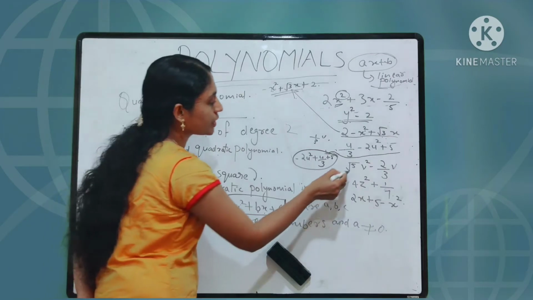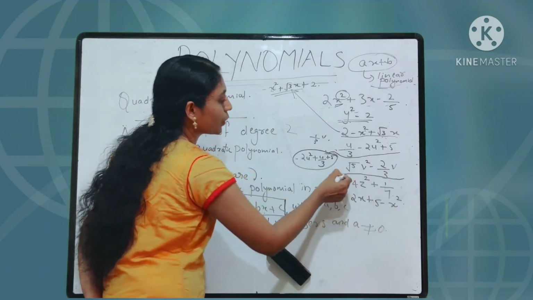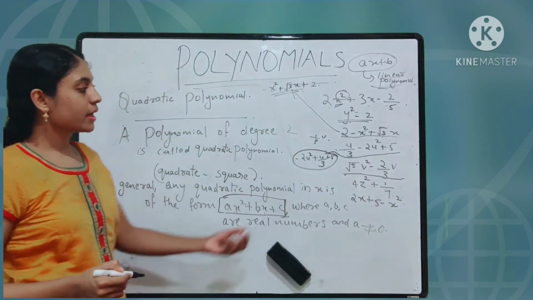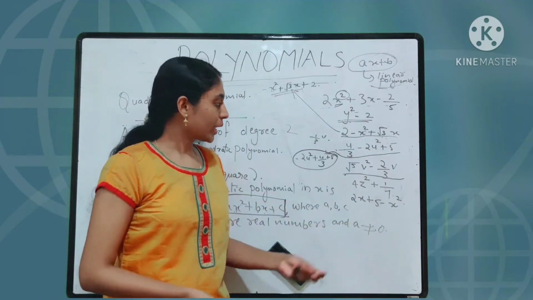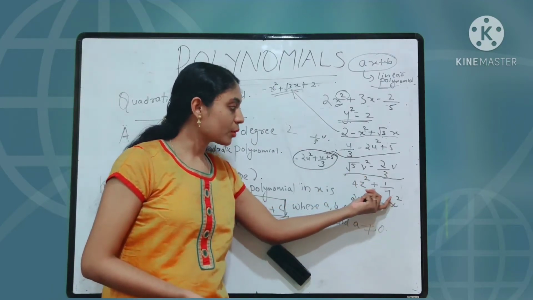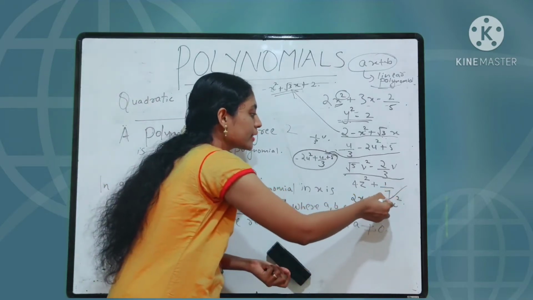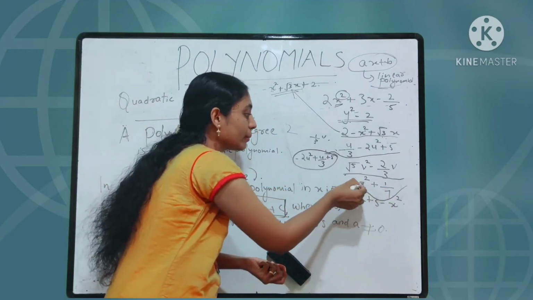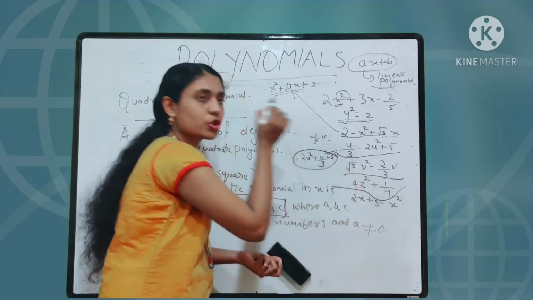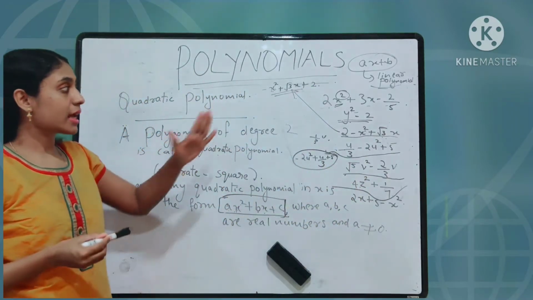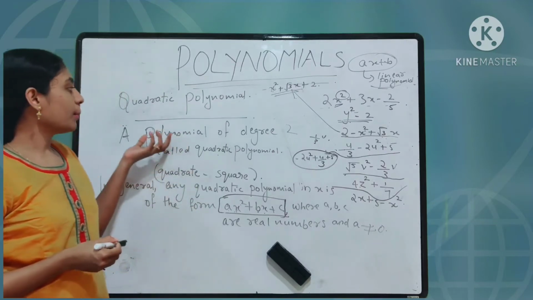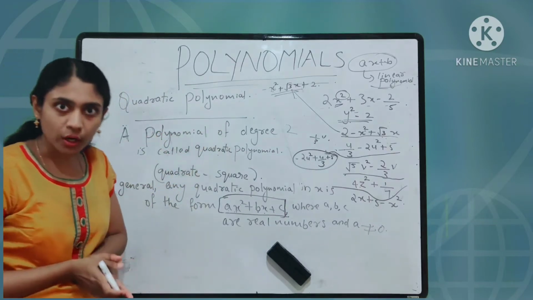Okay, and what about this one? This one is also an example of a quadratic polynomial. It is having the variable b of degree 2. And what about this one? This is also an example of a quadratic polynomial. This polynomial is in the variable z of degree 2. So these are examples of quadratic polynomials. Why? Because they are of degree 2. So a polynomial of degree 2 is called a quadratic polynomial.